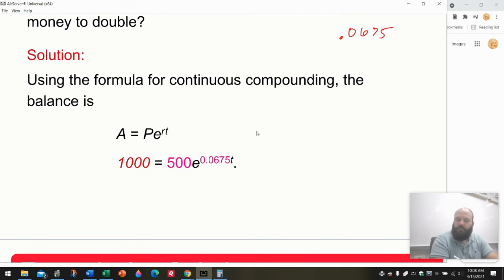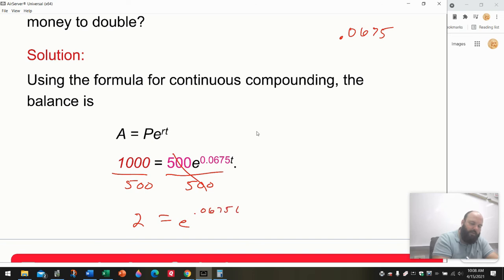So here's how you would do this. You want to isolate the base and its exponent. In this case, we want to isolate the e to the 0.0675t. So in order to isolate that, we will divide both sides by 500. Now, when we do that, what we end up with is 2 equals e to the 0.0675t. Now, the next step is we need a way to bring this down and get it out of the exponent position so we can solve for it.